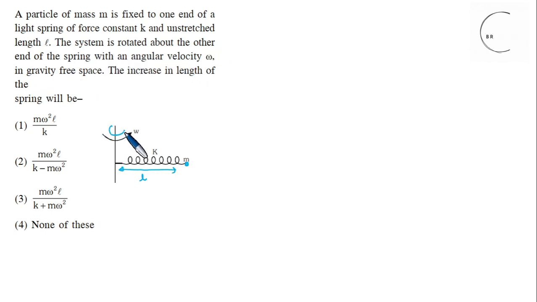So the system is rotated with some angular velocity omega in gravity free space, that is g equal to 0. Okay, what will be the increase in length of the spring? Will the spring increase or not?